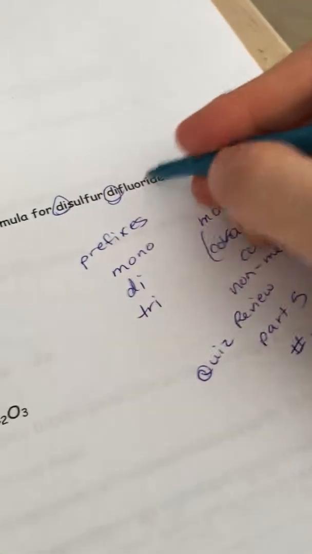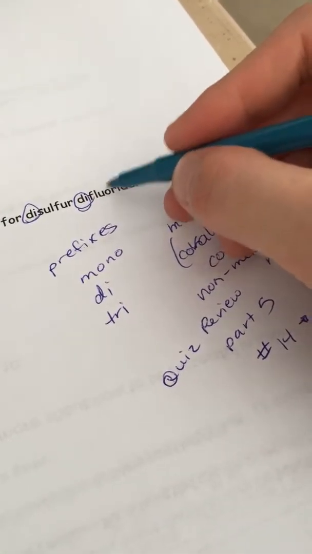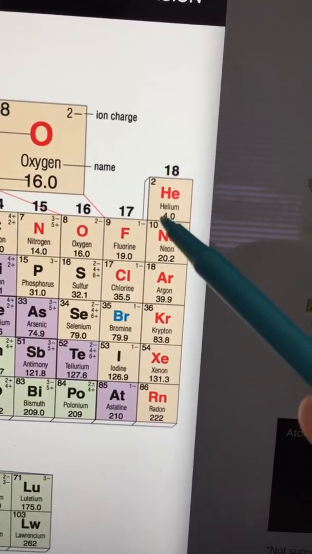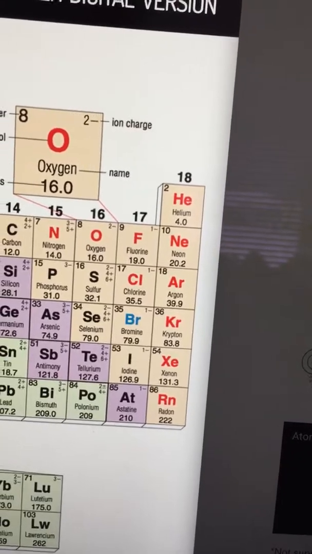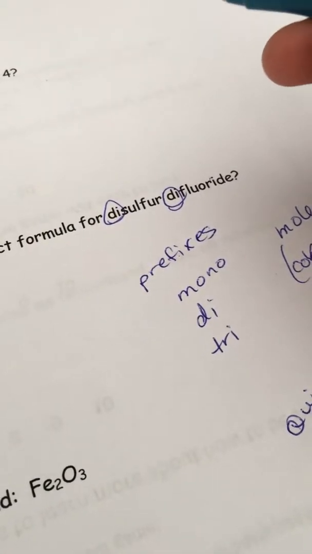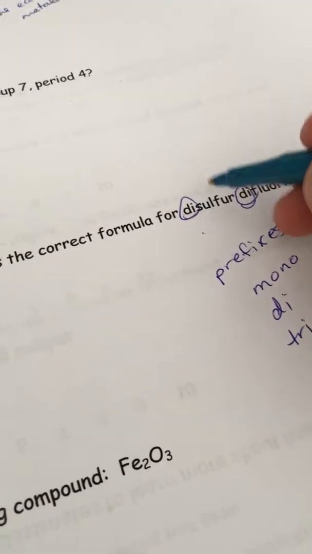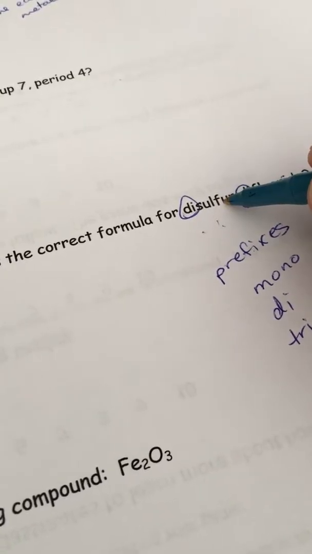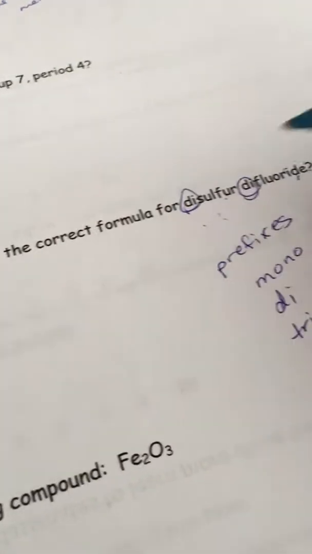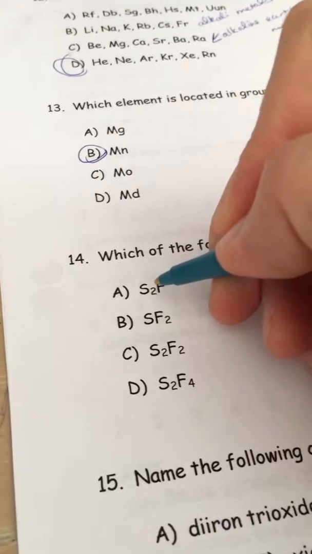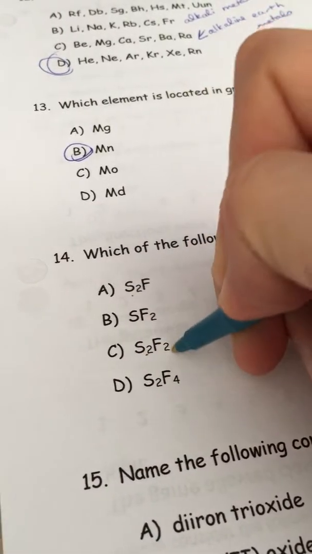Okay, so if you're looking at sulfur and fluoride, which is made out of fluorine, let's take a look at where they are. Sulfur and fluorine. Those are both nonmetals. So that's going to be a molecular compound. From there, you know that it's okay to use these prefixes. So based on that, how many atoms of sulfur? Di means 2. So how many atoms of fluorine are we going to use? 2. Okay, so let's see which one has 2. 2 of each. 2, 2.